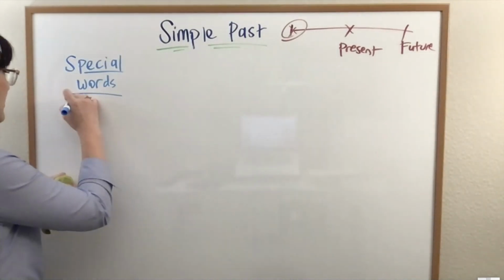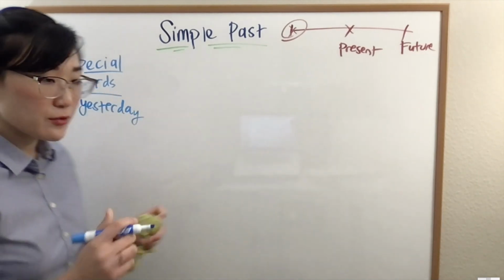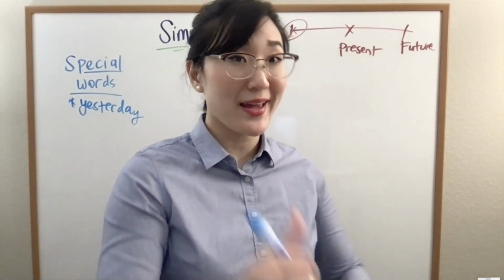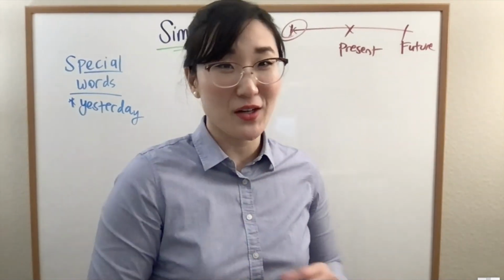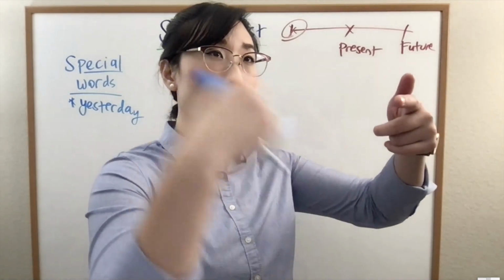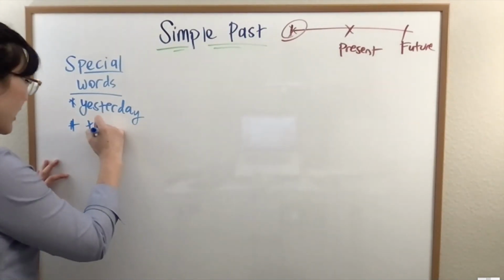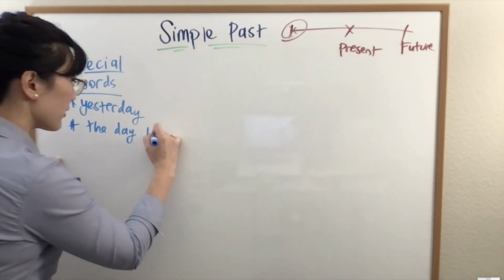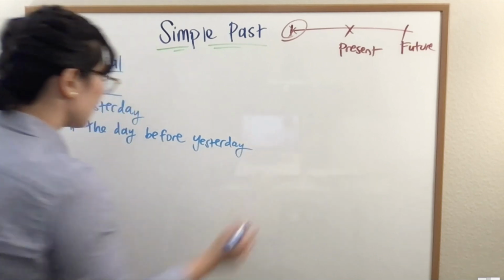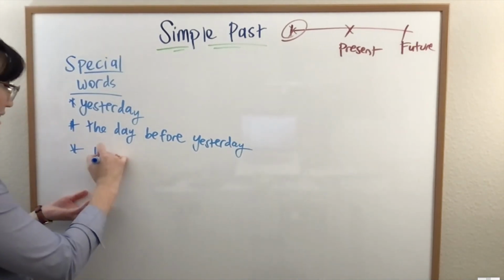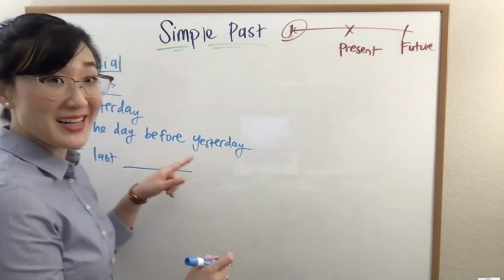Over here, for example, yesterday. Today is Tuesday. Yesterday was Monday. But I don't want to talk about Monday. I want to talk about Sunday. And we say that is the day before yesterday. We can also say last week, last month, last year.